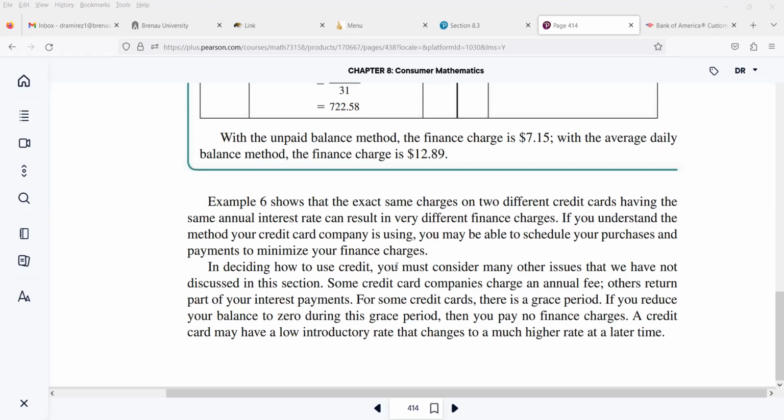So some credit card companies charge an annual fee. Others return part of your interest payments, like a 2% cashback or 3% cashback. Others have travel rewards. Others have a grace period with no interest. But if you reduce your balance to zero during this grace period, then you pay no finance charges. Also, a credit card may have a low introductory rate that changes to a much higher rate at a later time.